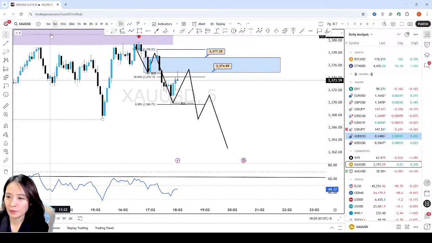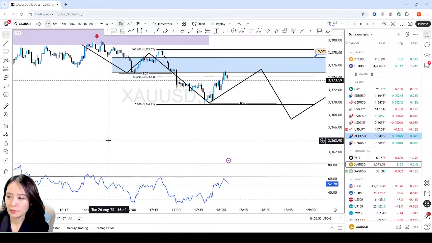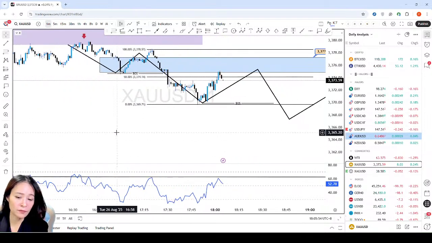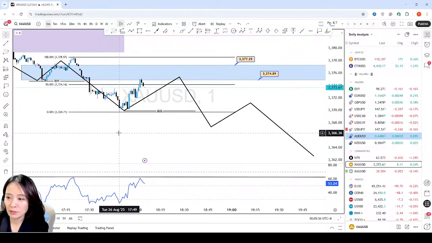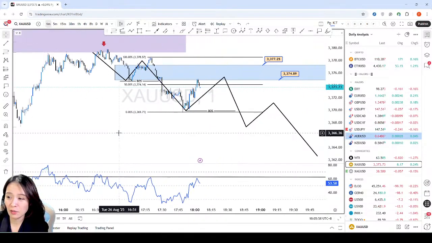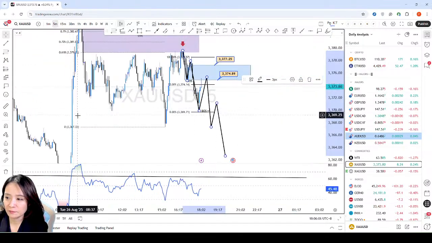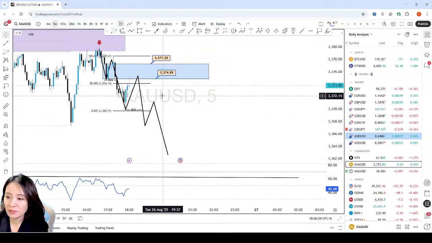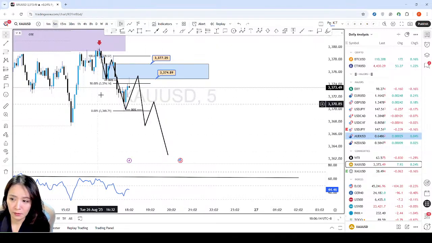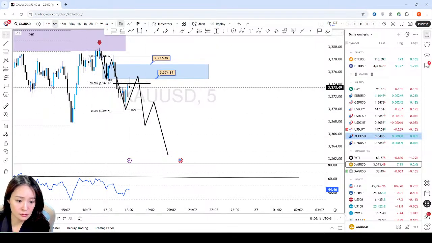Okay, we go to M1. This is how you trade with ICT. Basically you need to look for market structure, right? You go on M1, you will see lower low, lower high, right? Lower low, lower high. Okay, M5. Let's see whether this M5 is gonna close with the price action.